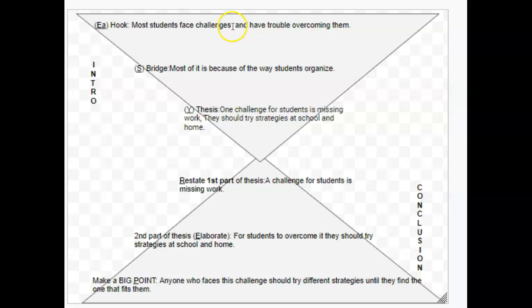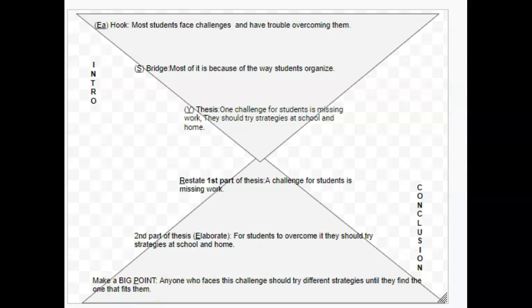Most students face challenges and have trouble overcoming them. Most of it is because of the way students organize. One challenge for students is missing work, and they should try strategies at school and home. And I assume one of those is to be organized. Conclusion. A challenge for students is missing work. For students to overcome it, they should try strategies at school and at home. Anyone who faces this challenge should try different strategies until they find the one that fits them.